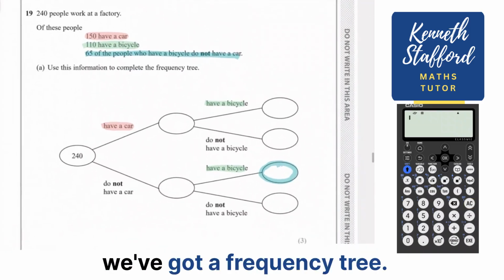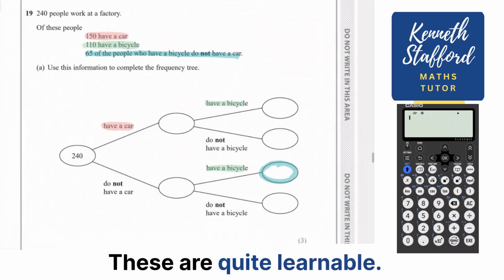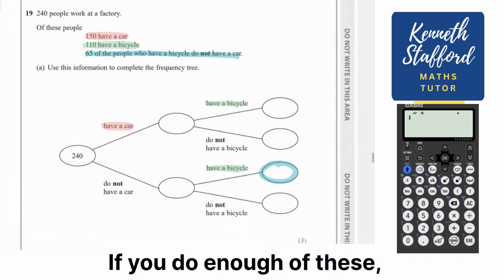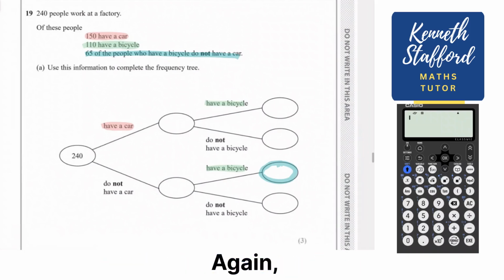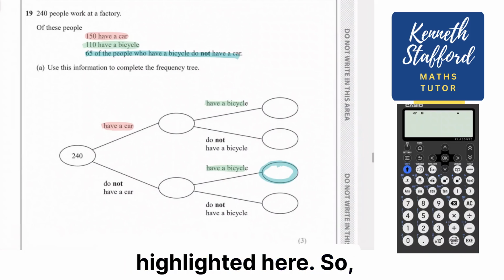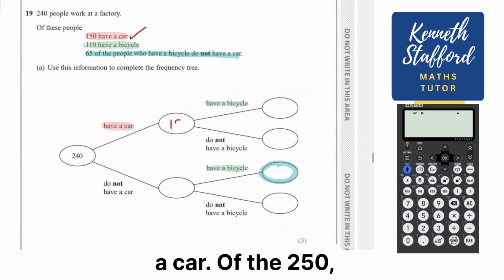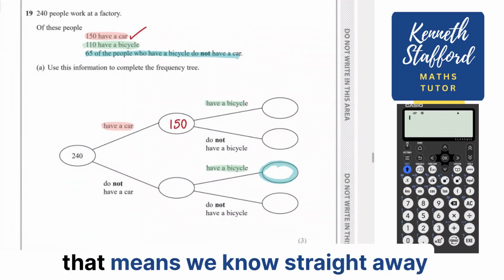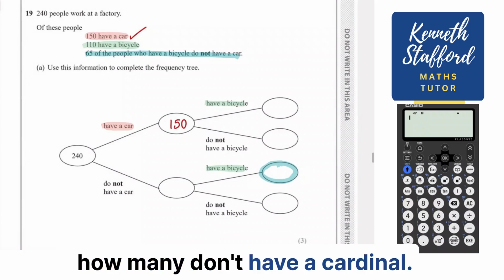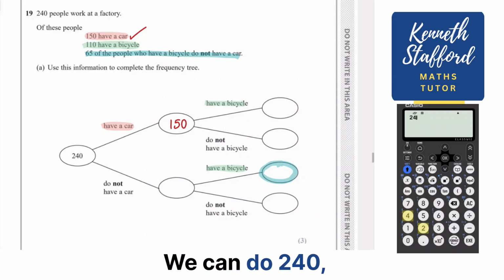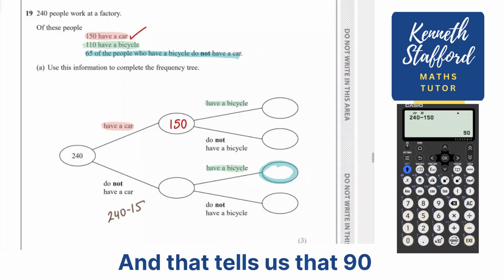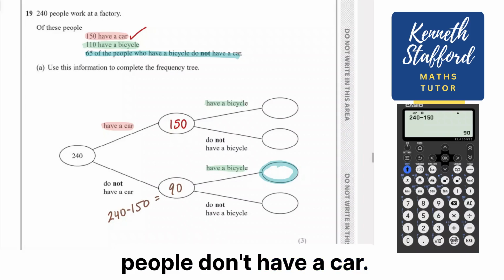Question 19, we've got a frequency tree. These are quite learnable. If you do enough of these, you'll get the hang of them. Again, I've sort of gone ahead and highlighted here. So straight off, we're told 150 people have a car of the 250. That means we know straight away how many don't have a car. We can do 240, take away 150, and that tells us that 90 people don't have a car.